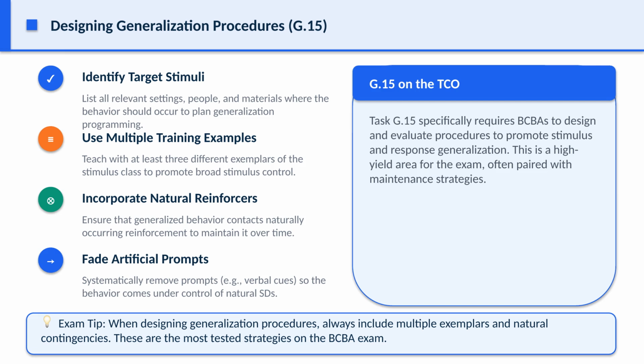On the exam, you'll be asked to evaluate or design generalization plans. So remember that monitoring across untrained contexts is the only way to confirm generalization has actually occurred. Finally, planning for maintenance by thinning reinforcement and transferring to natural contingencies ensures long-term behavior change. This sequence aligns with G.15, where you must demonstrate how to systematically program for generalization rather than hoping it happens spontaneously.